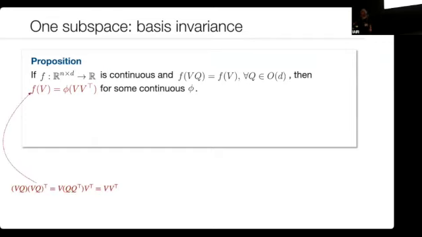And why does this hold? This direction is actually very obvious. If you just plug in the Q, and this is an orthogonal matrix, it just cancels out. So this one is actually very easy to see.